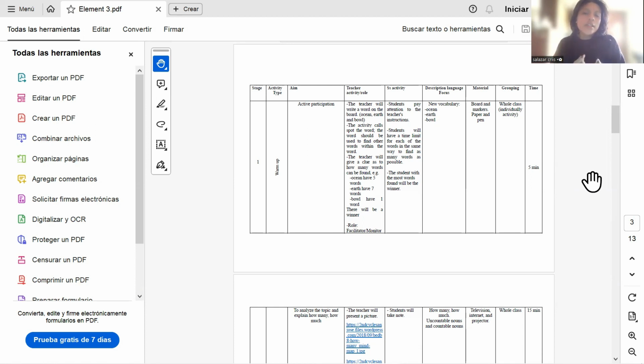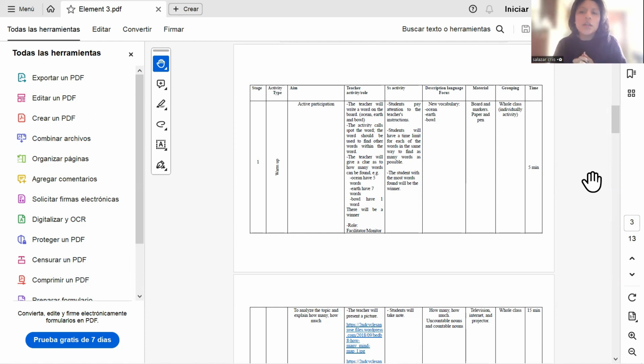The teacher is going to give students a clue because it could motivate students more and increase the competition between them. And at the end of this activity, the student with the most words found will be the winner. The role of the teacher in this activity will be facilitator and monitor. The language focus is new vocabulary, as I said before: ocean, earth, and ball.